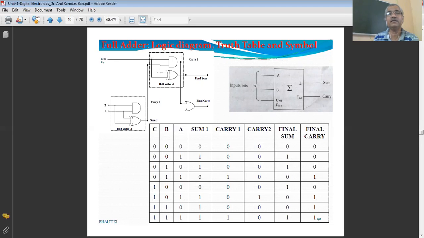So this full adder circuit accepts the carry input. This carry input and the sum of half adder 1 are applied to half adder 2. Half adder 2 produces the final sum, and this OR gate produces the final carry. Now we can understand the working of this circuit by taking the values of A, B, C from this truth table. So we have seen all these things yesterday. Now let us move further.